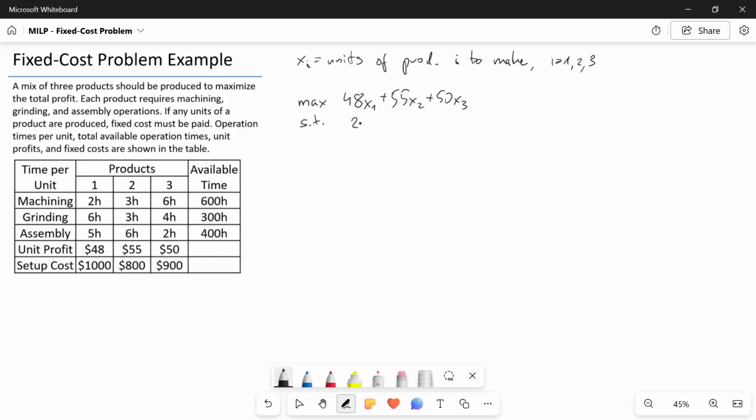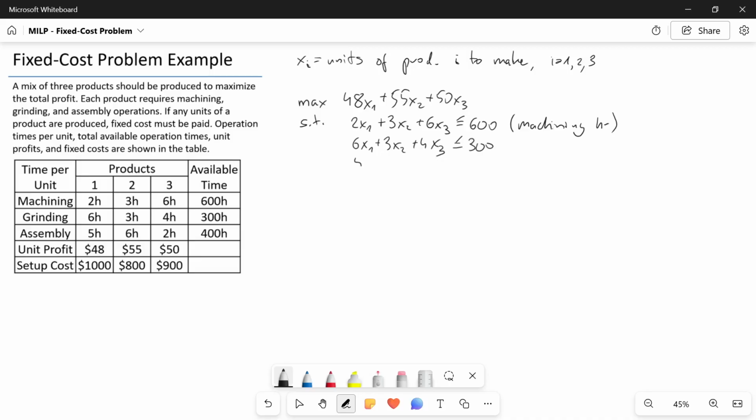And then subject to the 3 resource constraints: 2x1 plus 3x2 plus 6x3 less than or equal 600. This is the constraint on machining hours. Then 6x1 plus 3x2 plus 4x3 less than or equal 300.